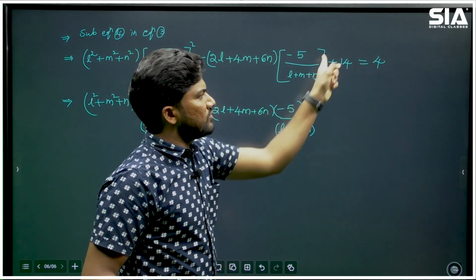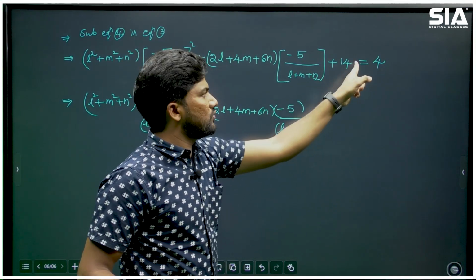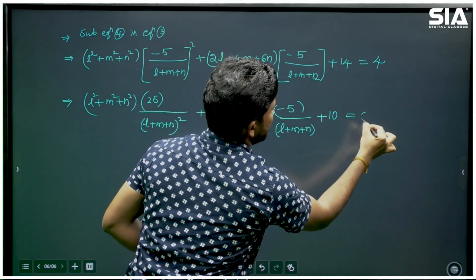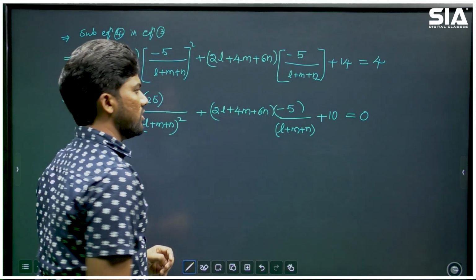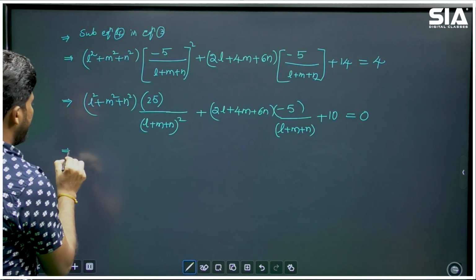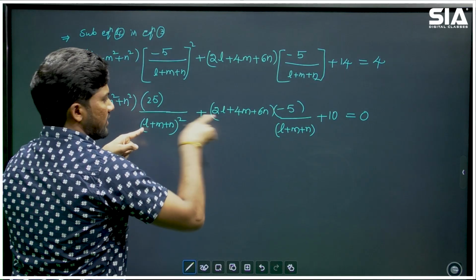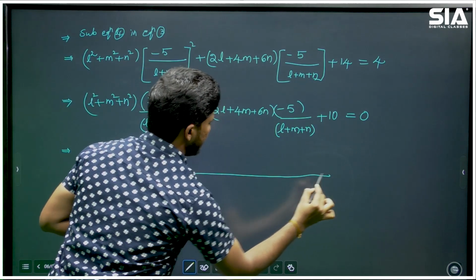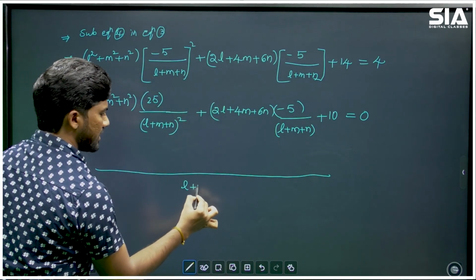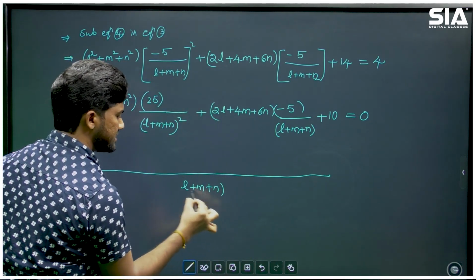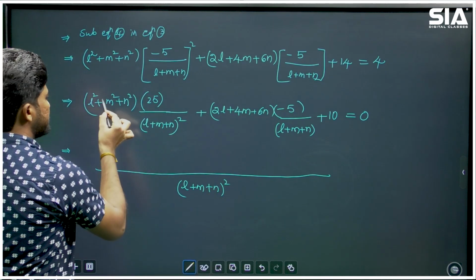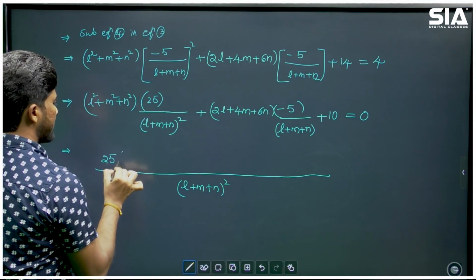So if you take that 4 value to LHS, 14 minus 4, that value will become 10. 10 is equal to 0. So now see here, we can take the LCM for these two fractions. What is the LCM value? The LCM value is L plus M plus N whole square. So if you take that LCM, this value will be the same only for the first fraction.